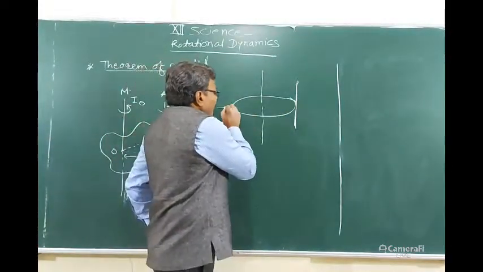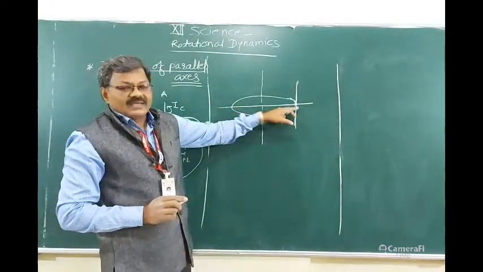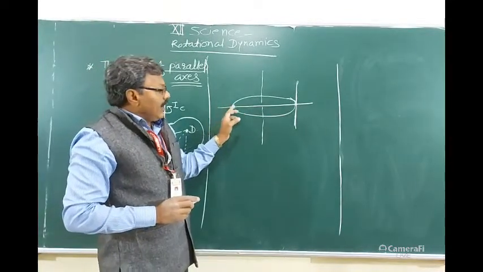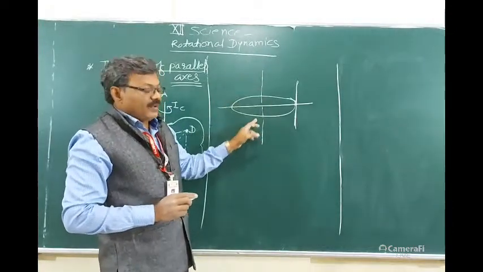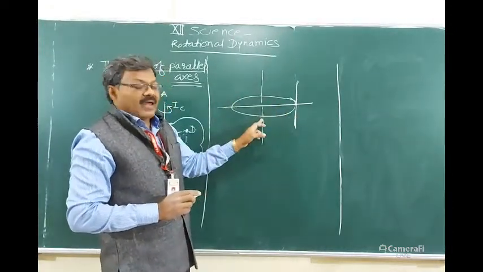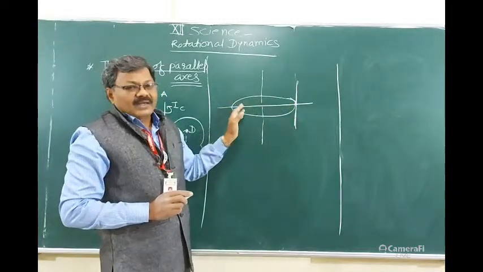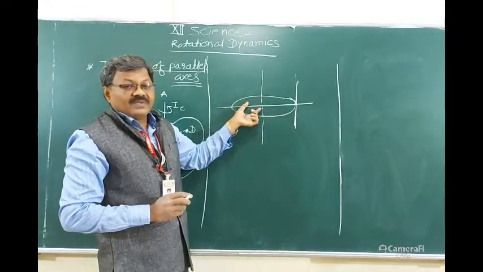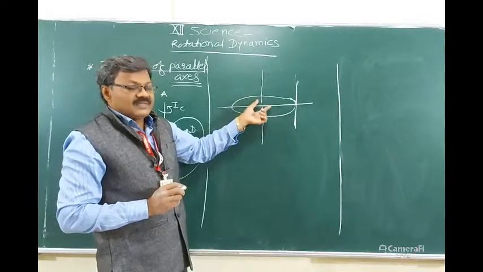Suppose we want to find the moment of inertia of this body about this axis. At that time we take the axis perpendicular to this axis. This axis is perpendicular, while this axis is parallel to this axis. By taking this perpendicular axis and parallel axis, we are finding the moment of inertia of this geometrical shape.